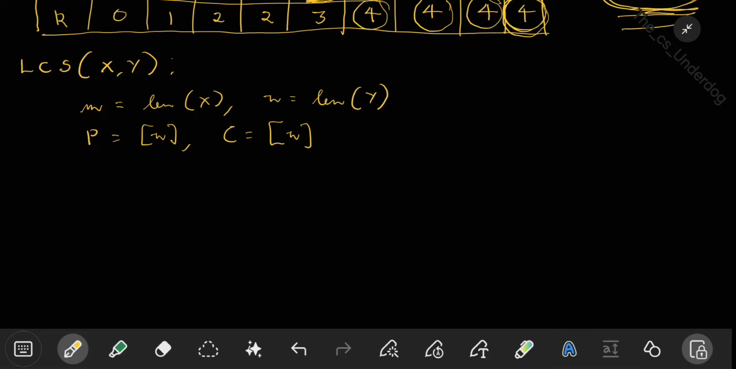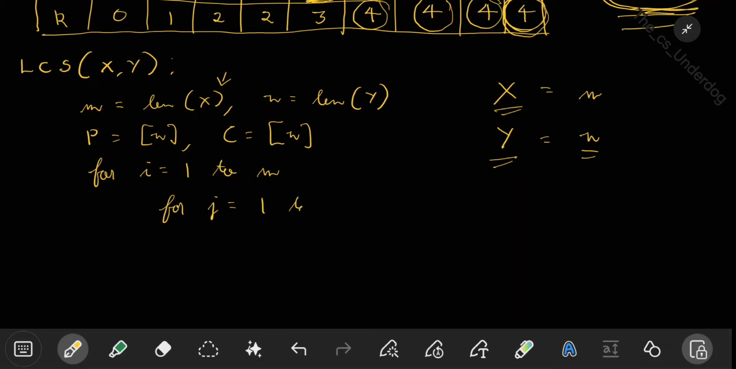What is the next thing? You have to go through the loop. So it is for i equal to 1 to m. That is, you are going through each of the elements in your m. That m means your x string. What are your strings? One is x, the other one is y. X is having a total length of m and y is having a total length of n. In this case, you are going to iterate through x. While you are iterating through x, for each element, you have to iterate through y. So for j equal to 1 to n.